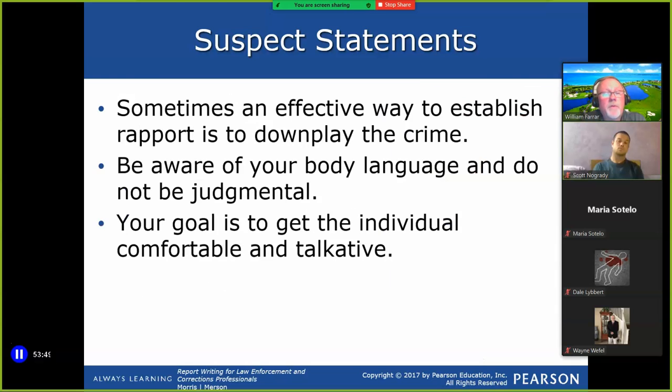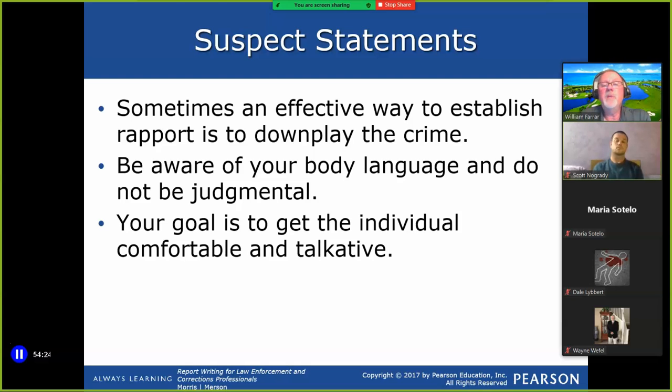So those are really important. As it relates to suspects, again, sometimes an effective way to establish rapport is to kind of downplay the crime. Don't make fun of it. You don't have to use levity, as mentioned before, but you are allowed to downplay things a little bit. And I mean that by, yeah, I understand why you might have robbed that person. I know that maybe you need some money because you needed to feed your family, or I know you have a drug habit. That's kind of downplaying a little bit, even though it was an armed robbery, right?